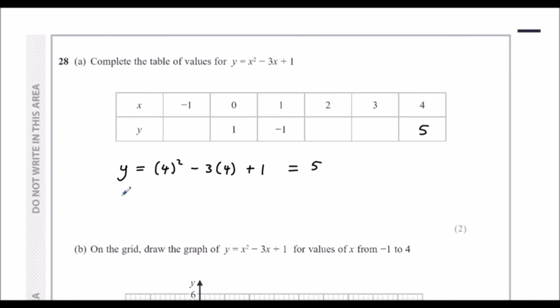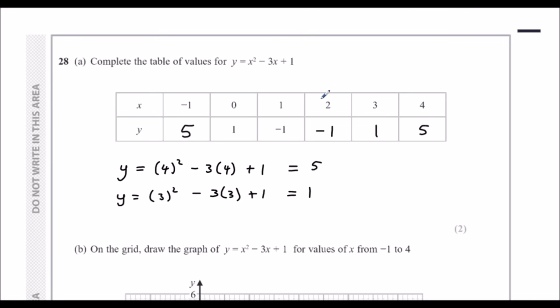When x is 3, we've got 3 squared, take away 3 3s, which is also 3 squared, so 9, take away 9 is nothing, plus 1 is 1. And, well, it's a quadratic graph, so we should get the symmetrical pattern. So if these two are both 1, we should get both of these as -1 and both of these as 5, a symmetrical pattern.